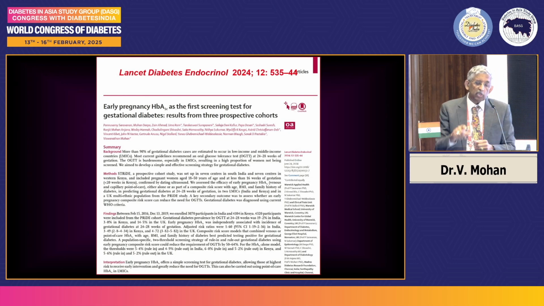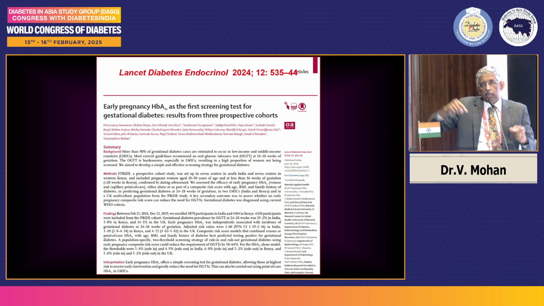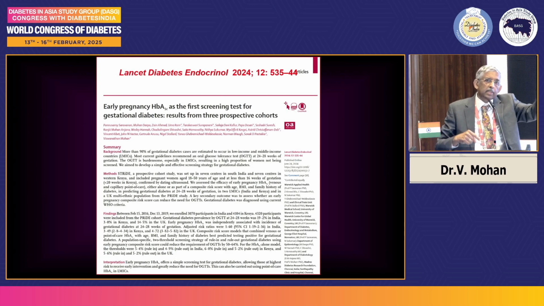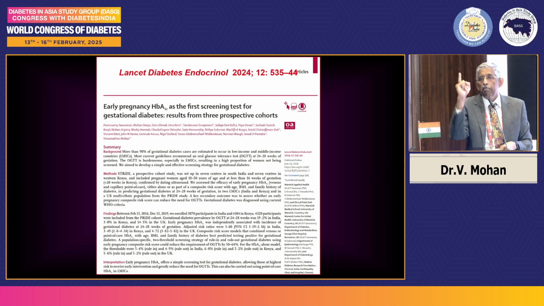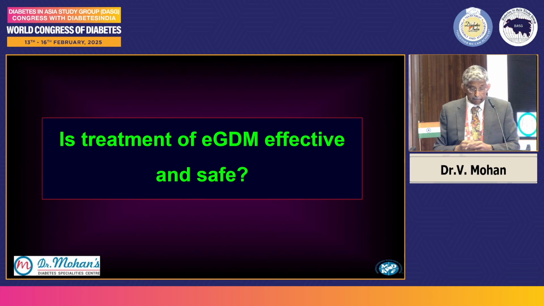We also found out an equation here. In the paper, if you read it carefully, we have found out an equation. If you use HbA1c, age, and so on, and do a formula, you can predict who will get GDM in the second trimester. So that is a major contribution of STRIDE, but many more papers are being written.